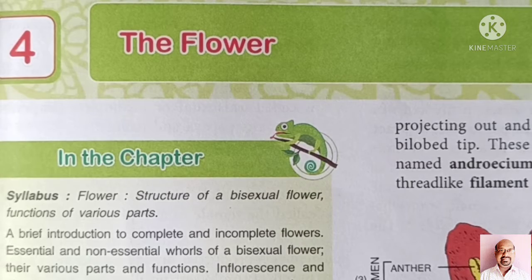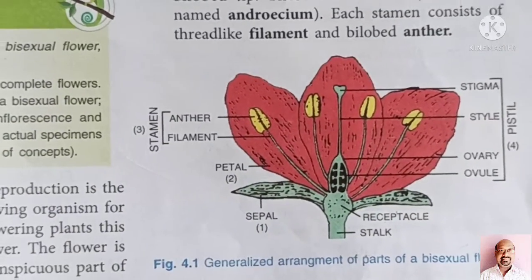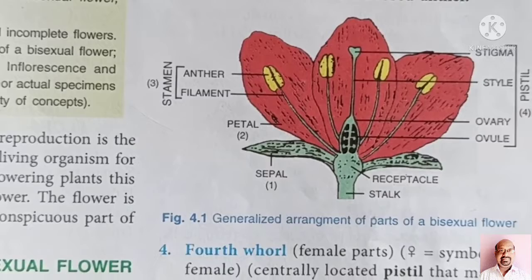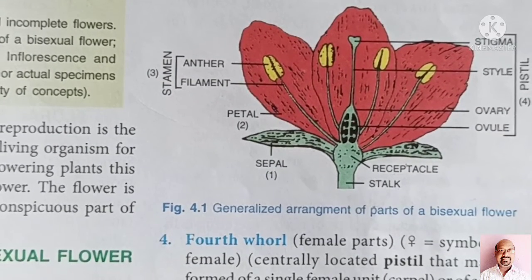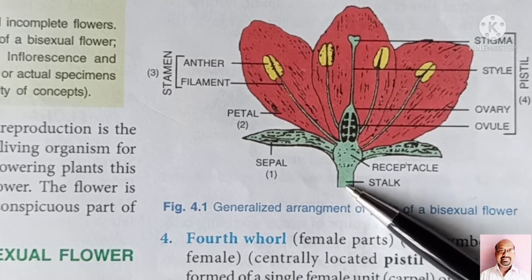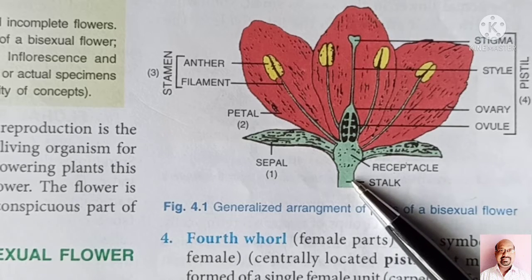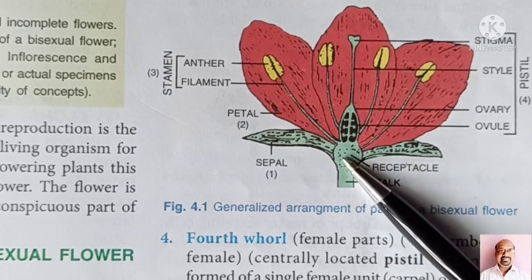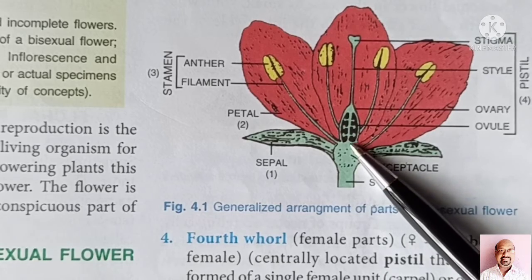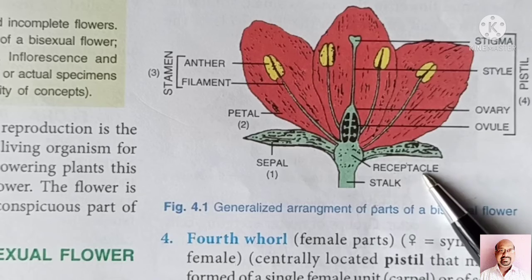Here, first we will discuss the structure of bisexual flowers. It means we will discuss the different parts of a flower. Here in this picture, you can see this cylinder-like structure. It is called stalk. Stalk is also known as pedicel. On the top of the stalk, the structure is swollen. This swollen structure at the top of this stalk is known as thalamus.